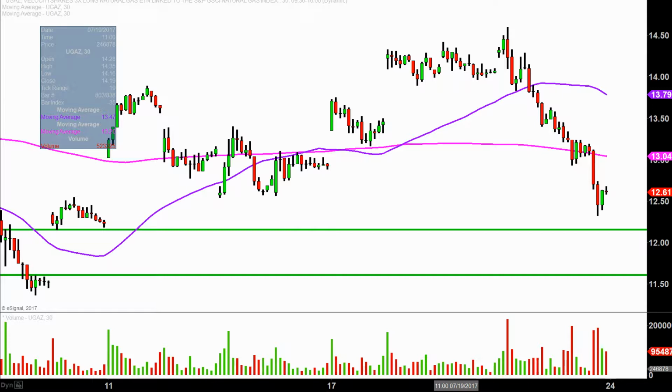So a pretty dramatic way to close out the week, but a lot of volume, a lot of good volatility. So we'll see how this all carries over into next week.